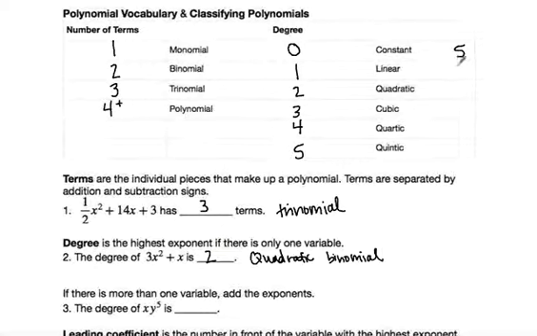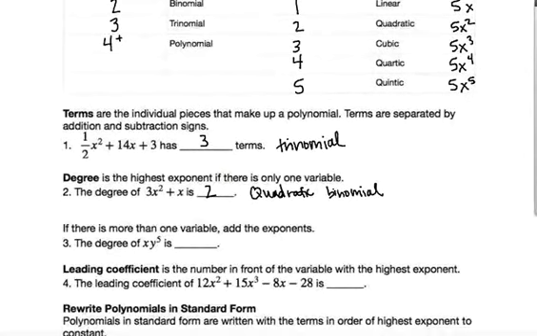A linear would be like if we had 5x to the first. A quadratic would be like if we had 5x squared. A cubic would be if we had 5x cubed. A quartic, 5x to the 4th. And a quintic, 5x to the 5th. If there is more than one variable, then you're going to add the exponents on those variables.